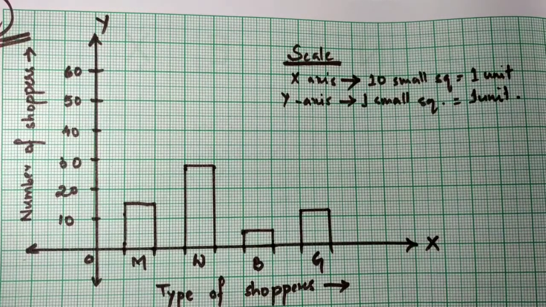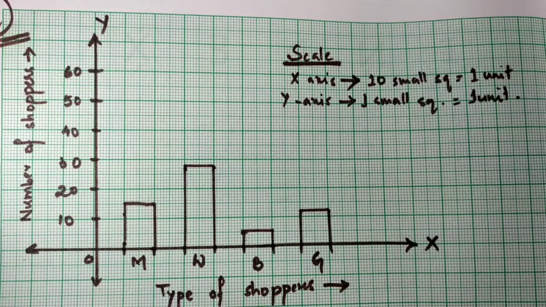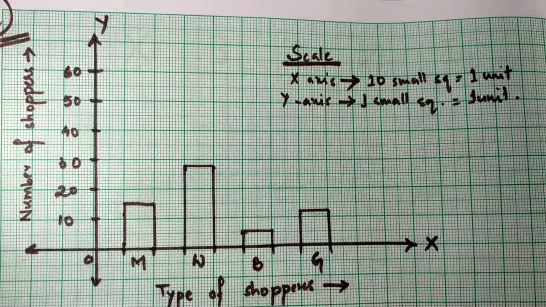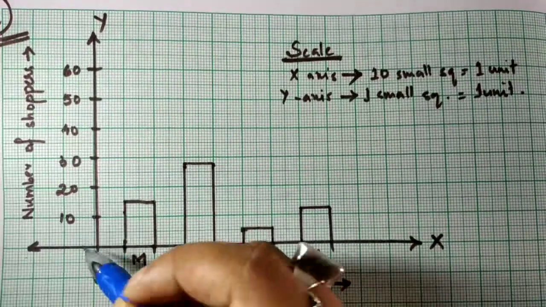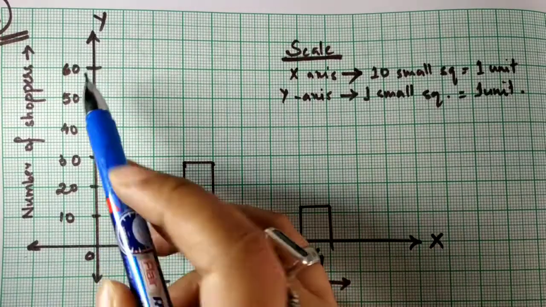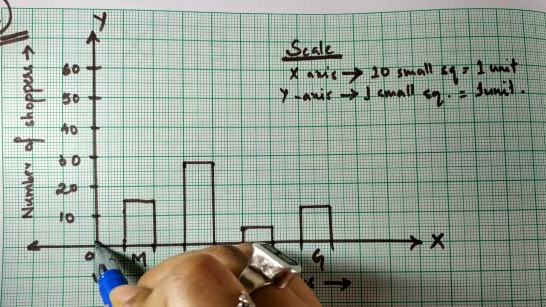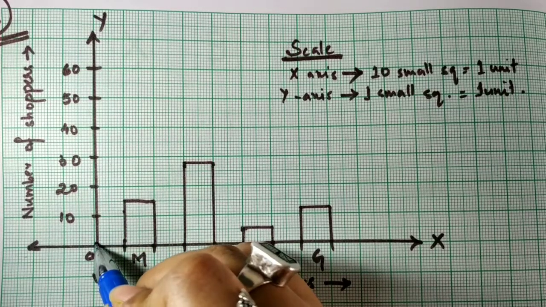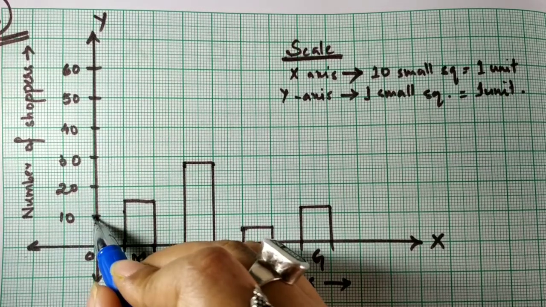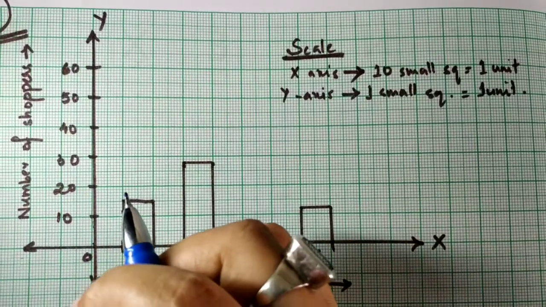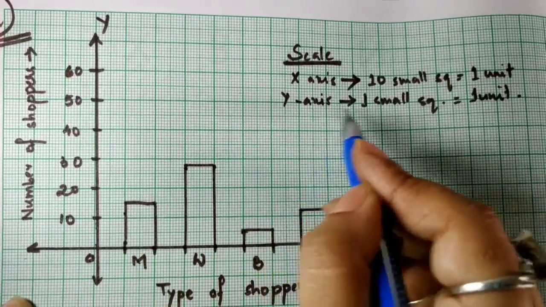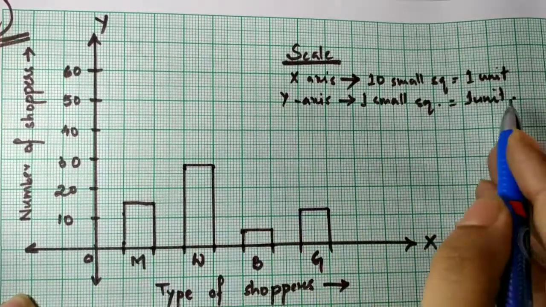The highest number is given as 28, that is the number of women. So you can take as many as you want. I have taken 10, 20, 30 and so on. If this is 10, then one small square is equal to 1: 1, 2, 3, 4 like that, and this is 10. So on the y-axis I have taken one small square equal to 1 unit.